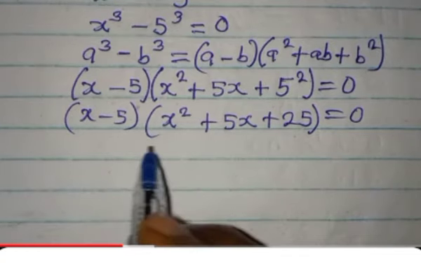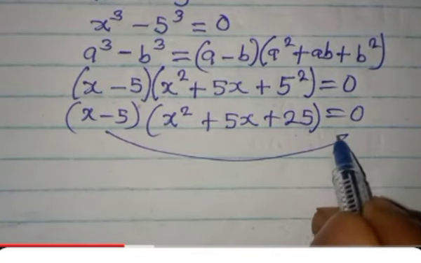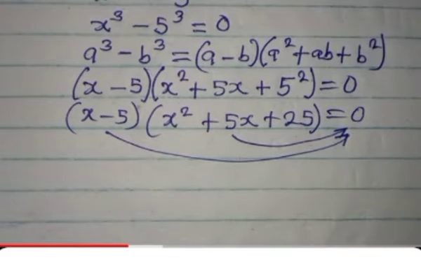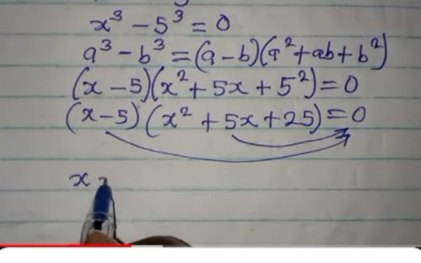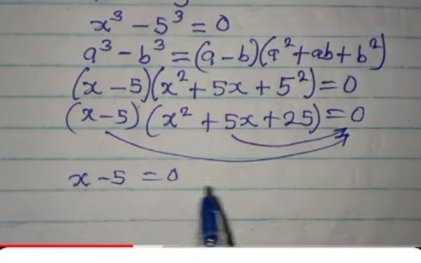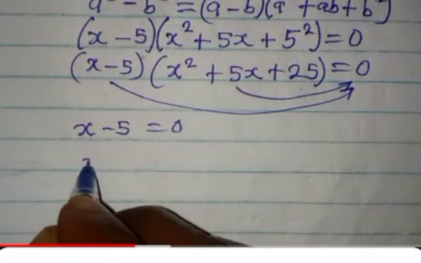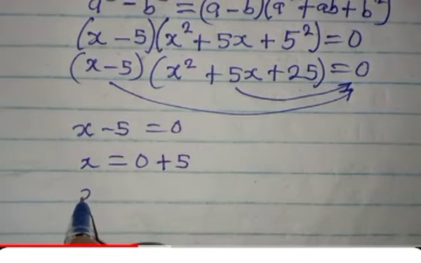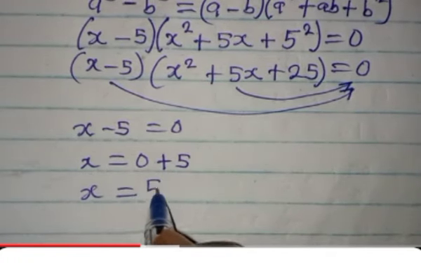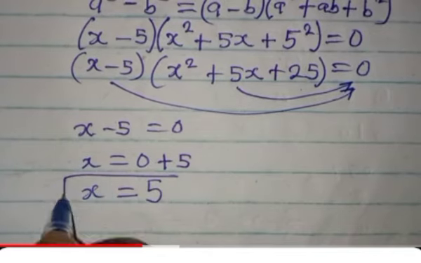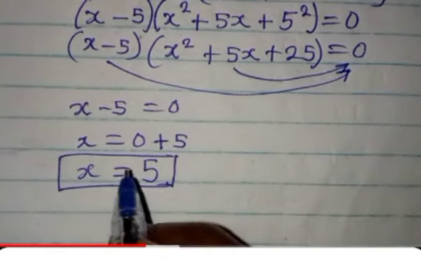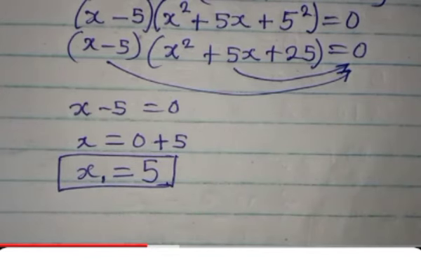Okay, now from here we apply our zero product rule. So we can say that either this is equal to 0 or what we have here is equal to 0. Now let's pick this first, so that we have x minus 5 equal to 0, meaning that x is equal to 0 plus 5, and our x is simply equal to 5. Now this is the first solution to the equation, and we can call this our x1.